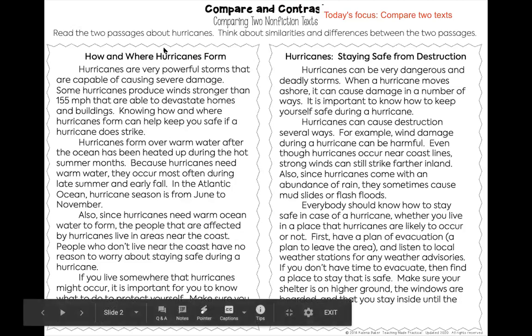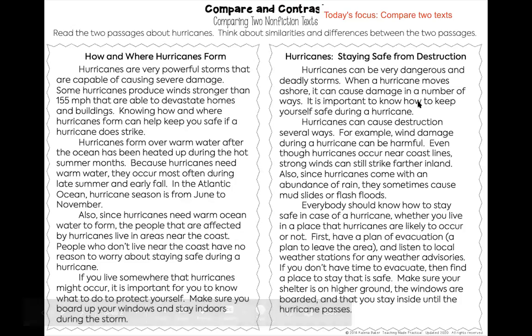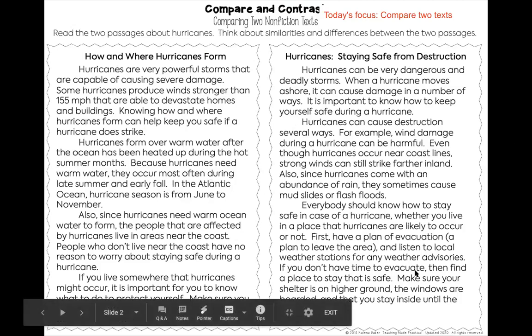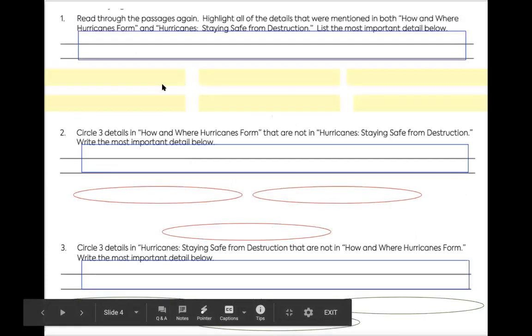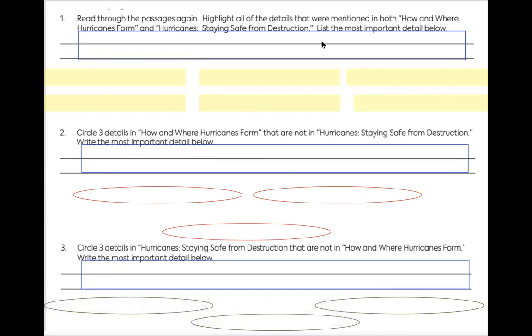So find it on the text on the left and then find the matching detail on the text on the right. If there's a detail that you're like, oh, this is in how and where hurricanes form, and you want to find the matching detail in the other one and it's not there, then it's not a similarity. So you have to make sure it's an idea that's brought up in both of these in order to be highlighted. And I gave you 6 of these. You might need more. You could copy and paste more.